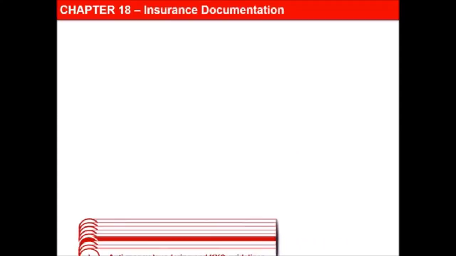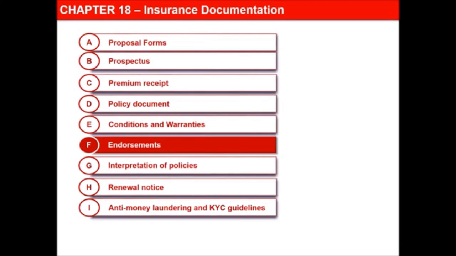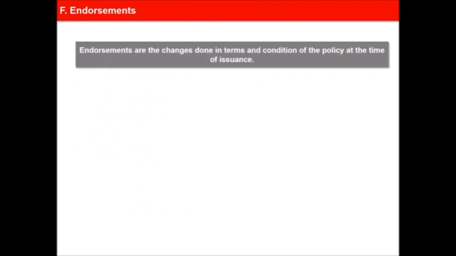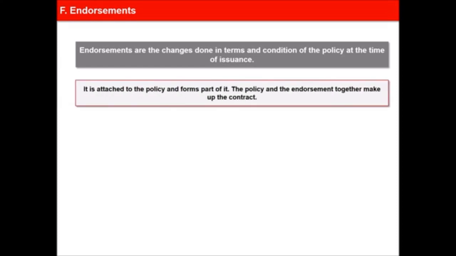In this next video of the lesson, Insurance Documentation, we will learn about endorsements. If certain terms and conditions of the policy need to be changed at the time of issuance, it is done by setting out the amendments or changes through a document called endorsement. It is attached to the policy and forms part of it. The policy and the endorsement together make up the contract.